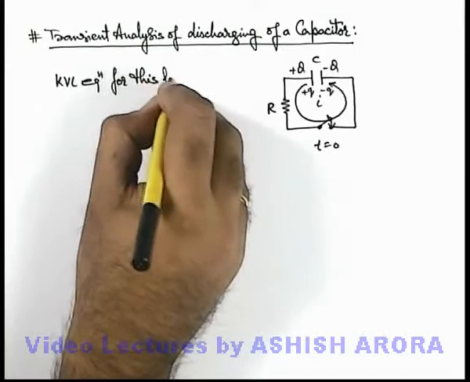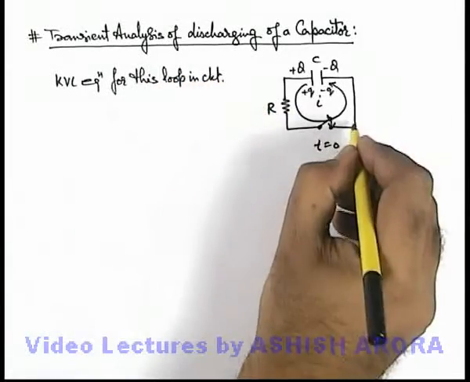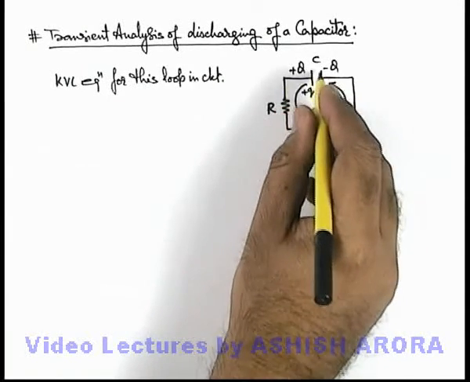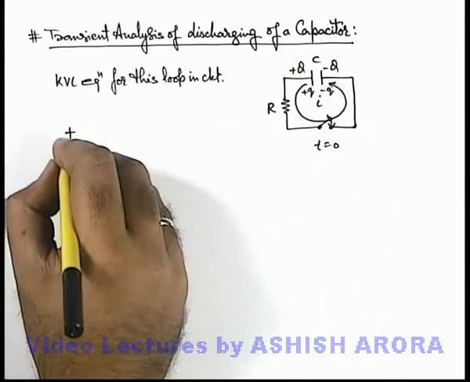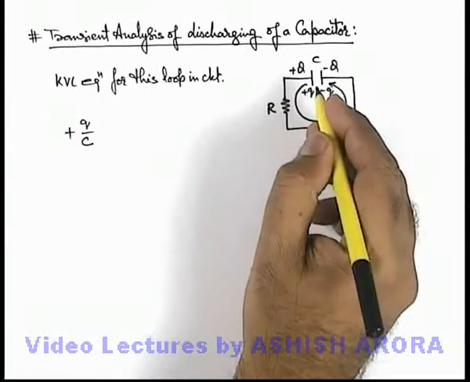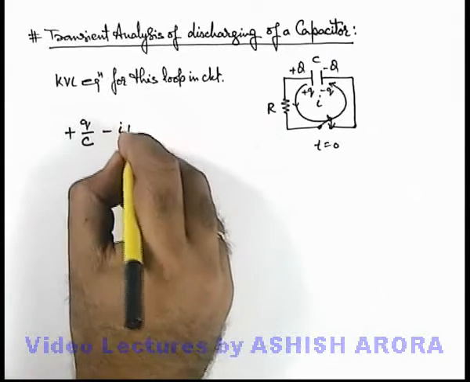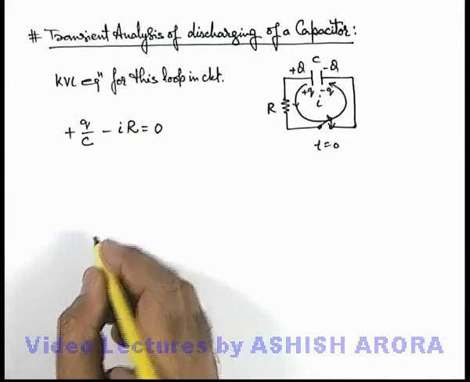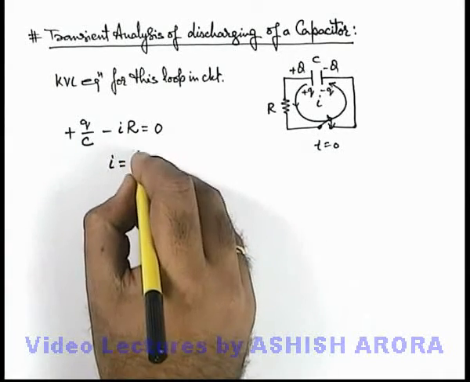for this loop in the circuit, we can start, say, from this point, then moving along with the current. If we pass through the capacitor from negative plate to the positive plate, it will be a gain in potential, that will be plus q by C, which is the potential difference across the capacitor. And through the resistance, when we pass, there will be a drop in potential, that is minus IR, which is equal to 0.